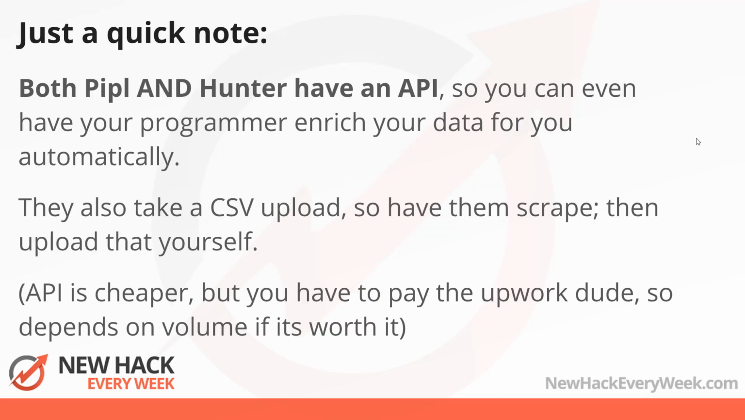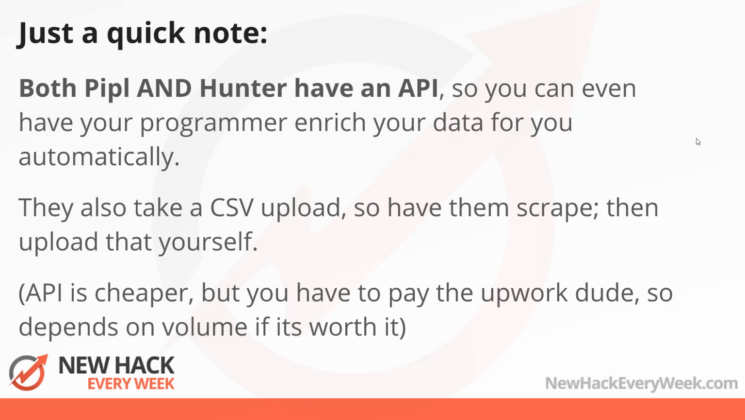And just a quick note, both People and Hunter have an API. An API is just a way that programmers can automate and tap into other databases and other systems. They charge for API access, just like they charge for using their service. But as I say, if these leads are worth it to you, then it's going to be worth it. And in one of my earlier hacks, I said how with People you can kind of game that and get it significantly cheaper. But you can have a program enrich your data for you automatically.